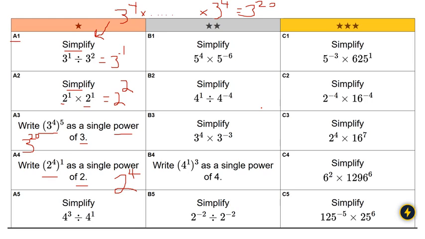A5, simplify 4 cubed divided by 4 to the power of 1. Again, I'm going to subtract the powers. I've got the same base. 3 minus 1 here makes 2, so we're going to have 4 squared, or 4 to the power of 2.